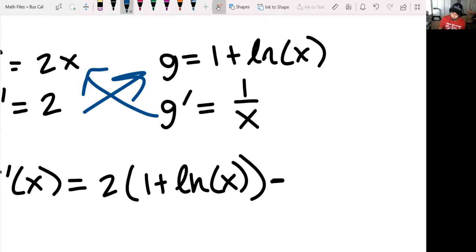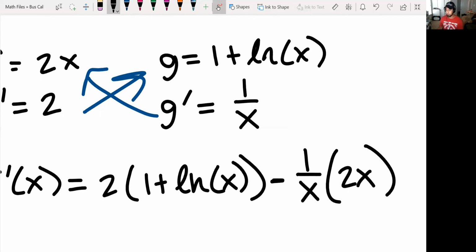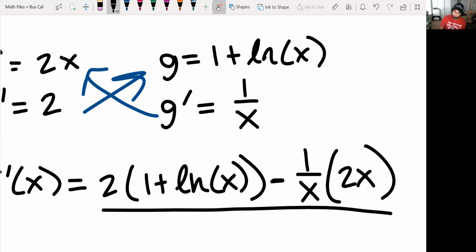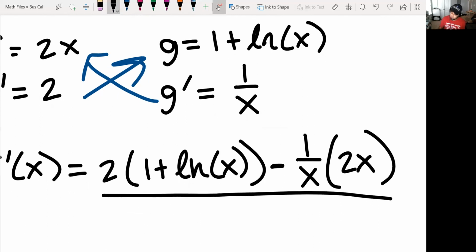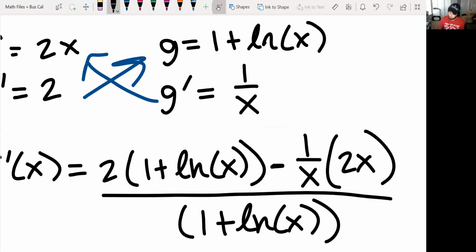g prime f. So for that one, I'm going to put in parentheses. No, I can actually make this 1 over x times 2x. There you go. That'll be in parentheses. All over the original denominator of 1 plus the natural log of x squared.